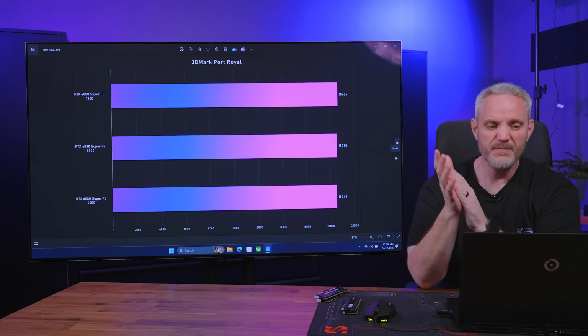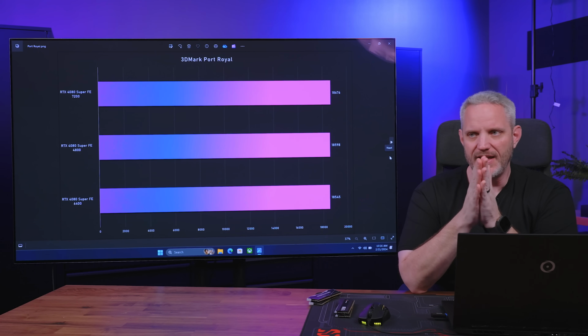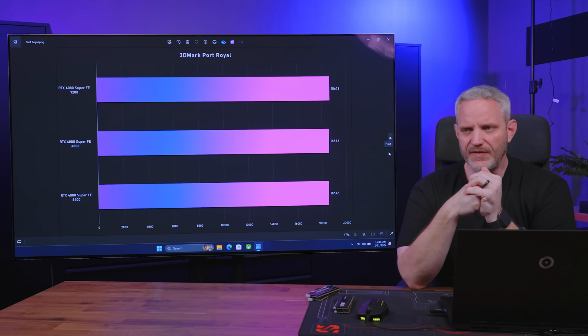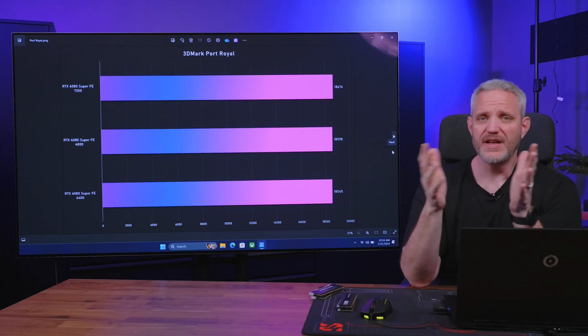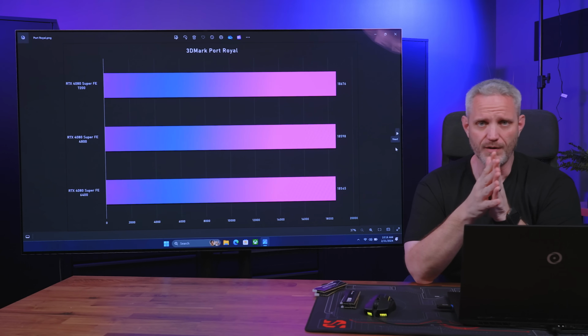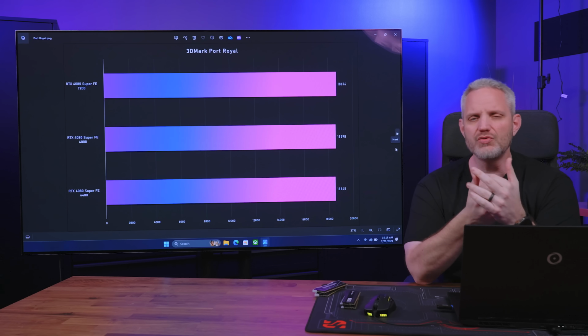So let's go ahead and get started with some of our synthetics. 3DMark Port Royal is a benchmarking tool that's designed specifically for GPU drag racing. I mean, sure, it gives you a number, but it's basically just about comparing one GPU to another, comparing overclocks, and it's extremely efficient.